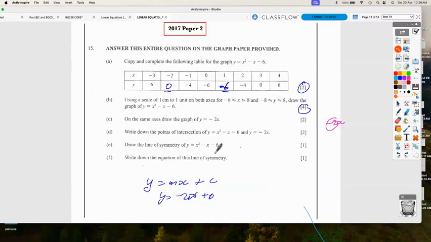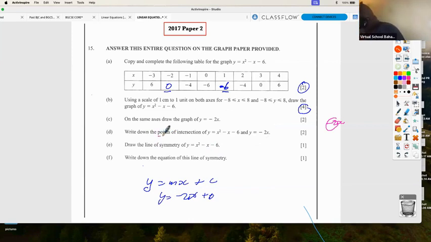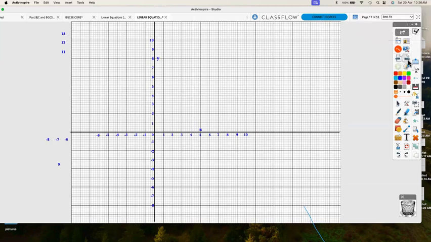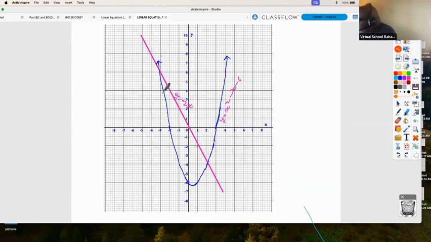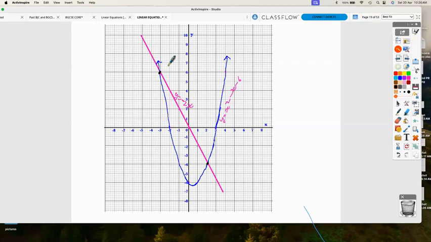I understand. Now they say, write down the points of intersection of these two lines. So when we go to here, this line intersects this curve at 2 points. Let me use a different color. It intersects here, and it intersects there. So we have to write down the coordinates of this point and that. What is the coordinate of that point up there?